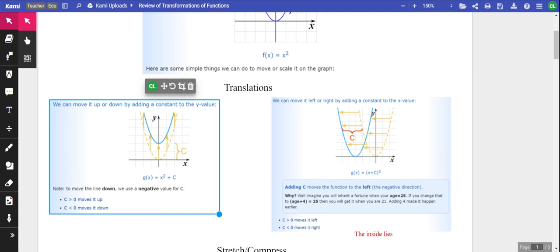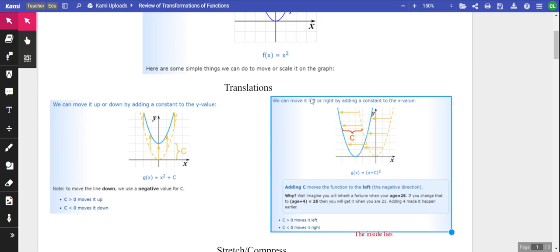If I want to move my graph down, I need to take values away from those y points so that I get a graph that has been moved down. So I would need to subtract a value. So if my c is positive, I'm going to move up. If my c is negative, I am going to move down.